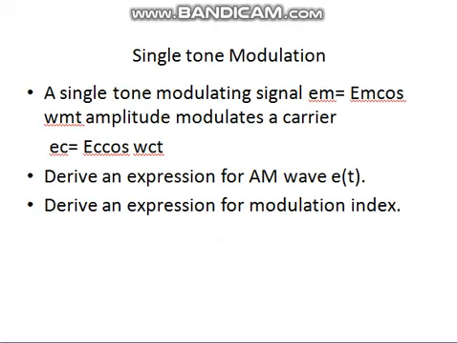Now we discuss single tone modulation. When we consider the modulating signal to have a single value, we call it single tone modulation. Now we derive it. In single tone modulation, the modulating signal is given as e_m = E_m cos omega_m t and the carrier signal is given as E_c cos omega_c t, and we have to derive the AM wave expression, and the AM wave expression in terms of modulation index.